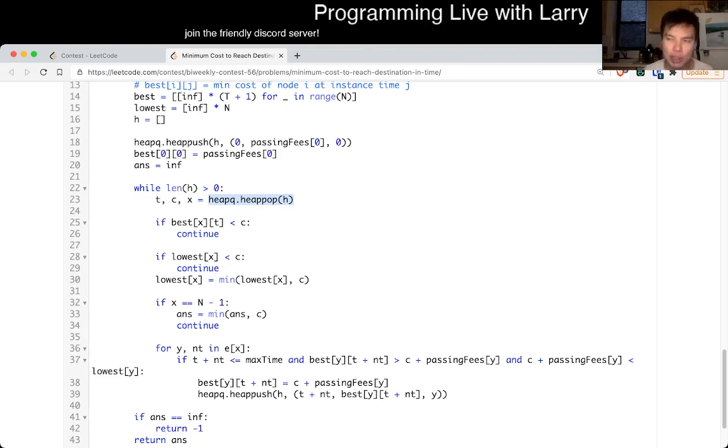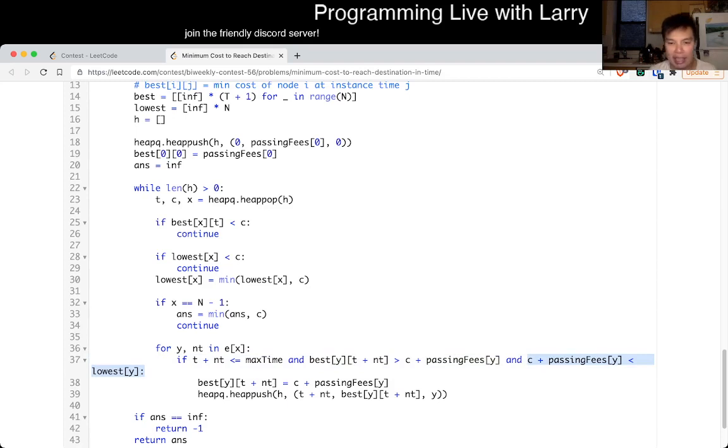And because time is strictly increasing, if the cost is higher than the previous best cost that we have, then it costs more time and more money, right? If it has more time and more money, then it's never going to be the answer. So that's basically why we have this optimization here and also this optimization here. And this is the only change from the standard Dijkstra to make it fast enough.